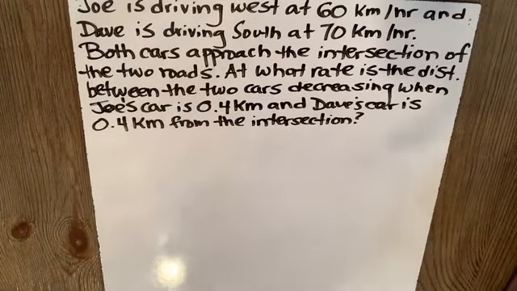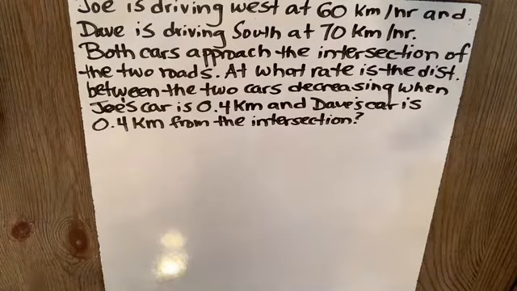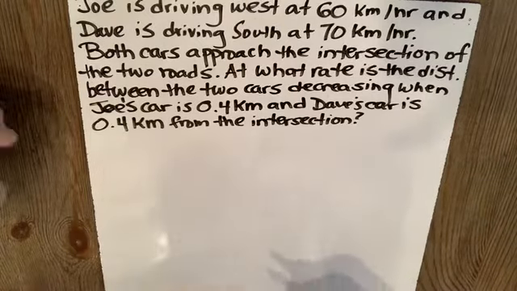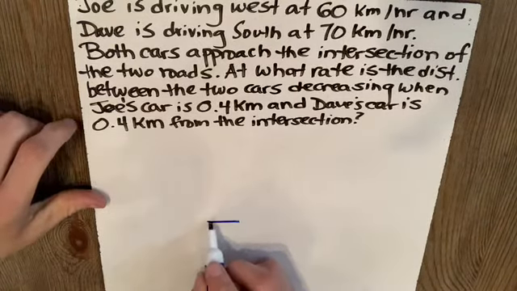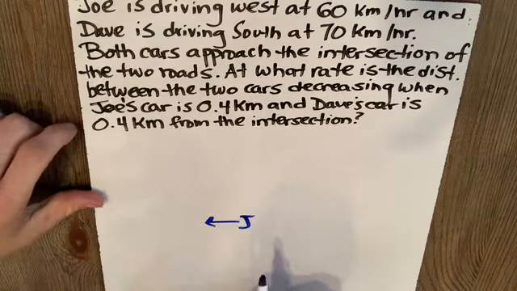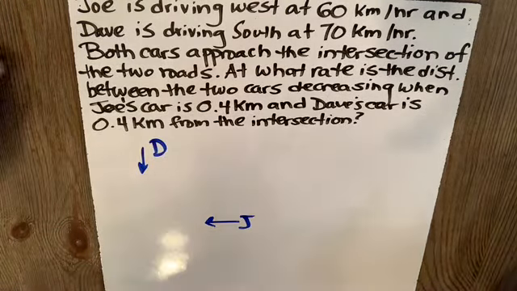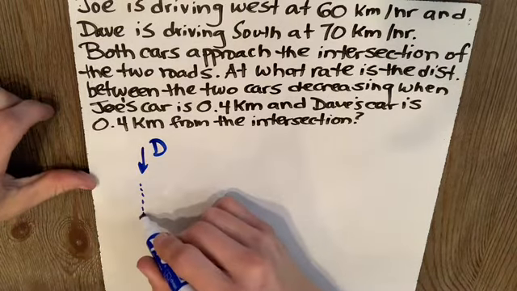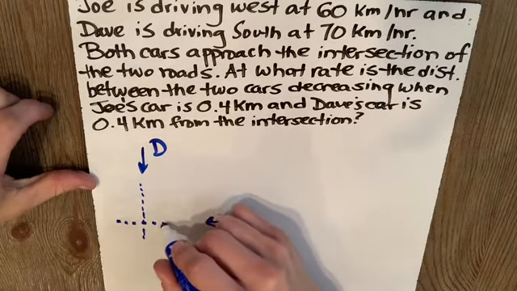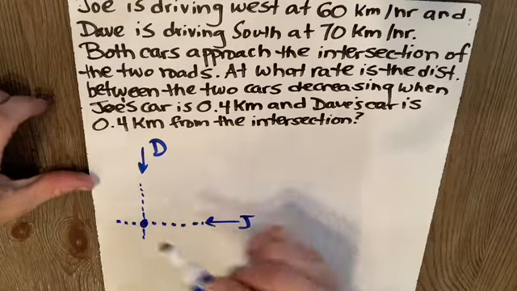Joe is driving west at 60 kilometers per hour, and Dave is driving south at 70 kilometers per hour. Both cars approach an intersection of the two roads. So here's Joe, good old Joe. He's driving west, and Dave is driving south. And if they keep on going on this path, they're going to hit each other at an intersection.